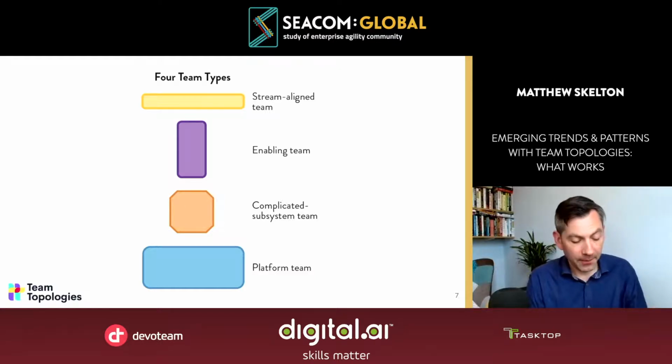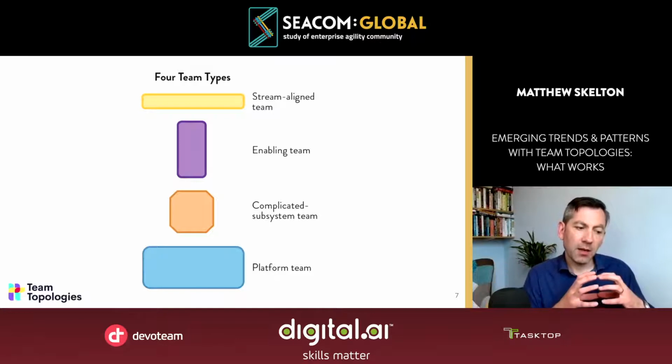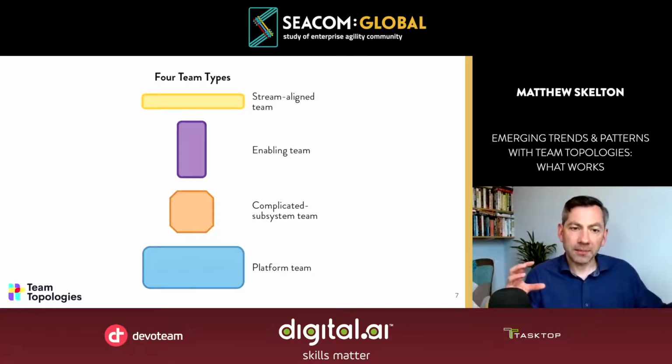Some examples: some difficult accounting ledger calculations, perhaps a video codec, so video processing might sit in there, something to do with maybe some specialized kind of audit or tracking, where it needs a high degree of specialism. But generally speaking, we try and keep most work inside streamlined teams.